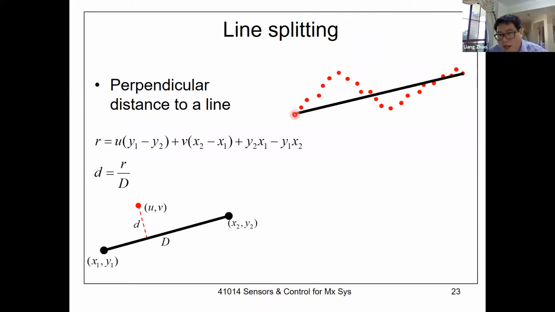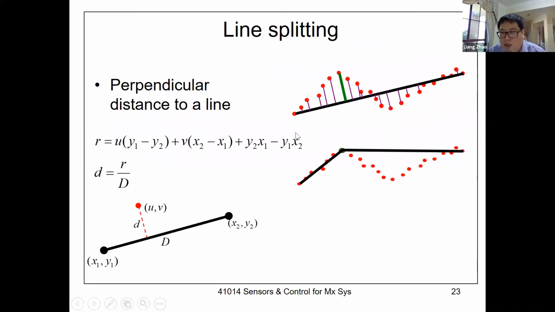Then you first use all the points to fit a line, and that line is definitely not the accurate line, right? But don't worry. After you fit that line, you can calculate the distance from each of the points to that fitted line, and then you find the largest distance. You may think that point is definitely not from the same line. What you need to do is split the data at that point with the largest distance.